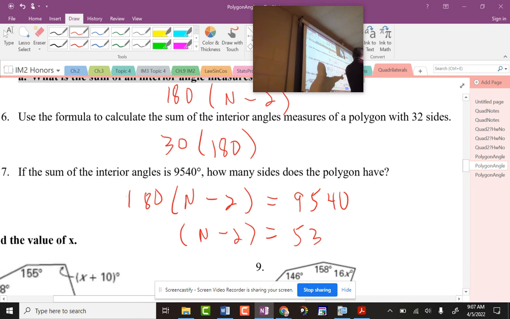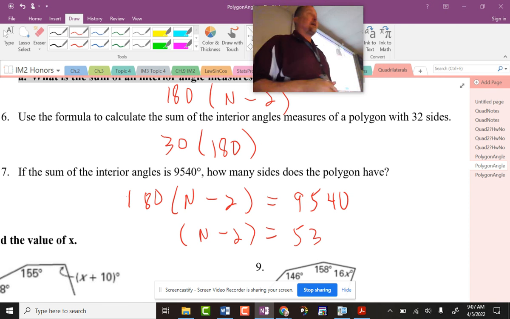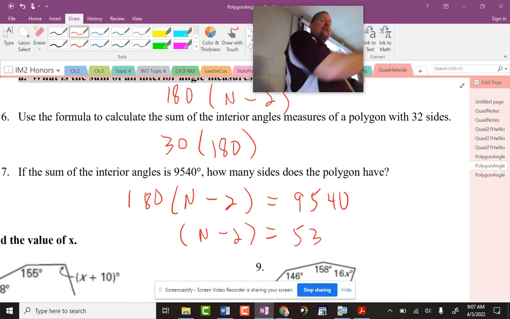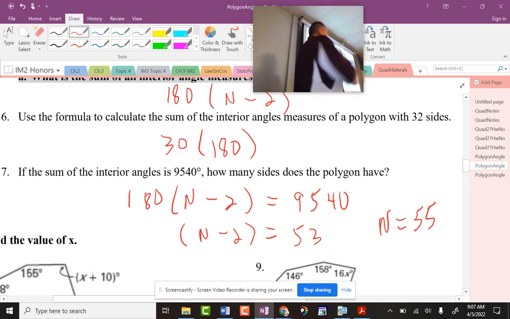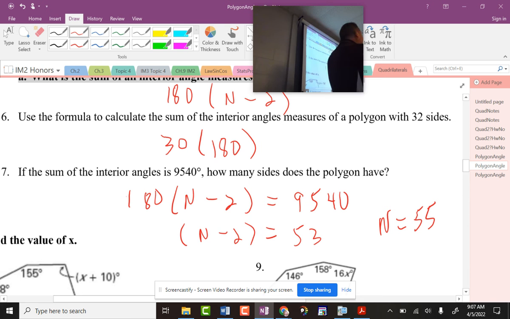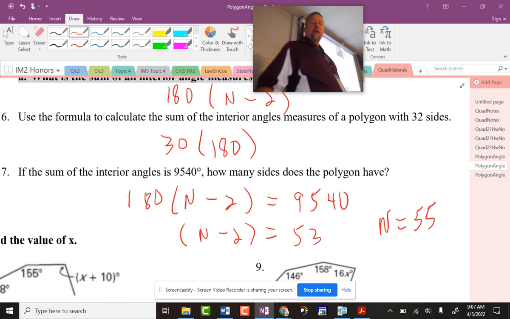I meant to write 9540 and I wrote 9450. Everyone has a little dyslexia sometimes. I do the old switcheroo when I'm typing. I was typing yesterday and switched a lot of my letters as it was 12:30 at night, trying to get these notes together for you. So it's a 55-gon. You add 2 and you go from there.